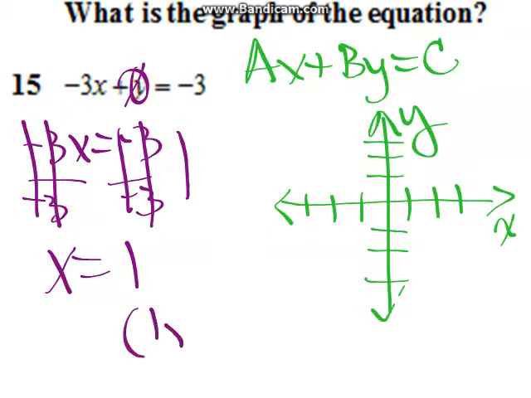This is a coordinate pair, right? So when you graph that, 1 and 0, it takes you right there. So there's our first portion.